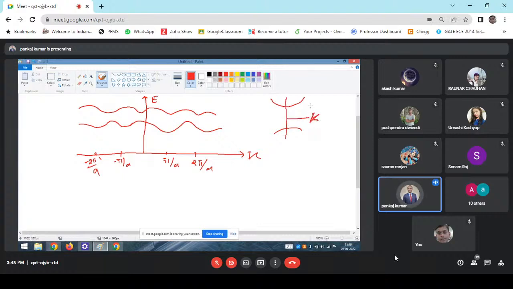Here we represent the K and here we represent the E. This is the general representation of the E-K diagram. But actually, this is periodic. We are showing this E-K diagram for only one period. For representation purposes, we use only one period. So, the E-K diagram.